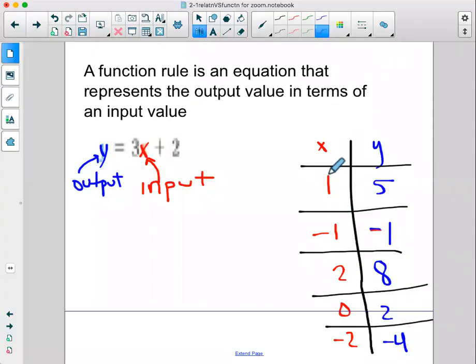So you realize there are infinite possible inputs we could have used. These are just a few of them. But if we put in a 2 for input, 2 times 3, 6, plus 2, 8. Our output would be 8. So input, output.